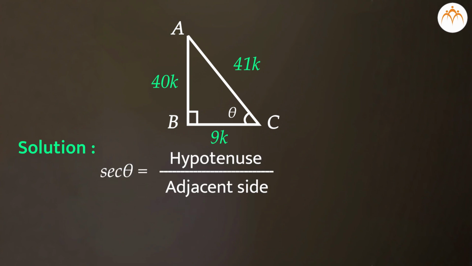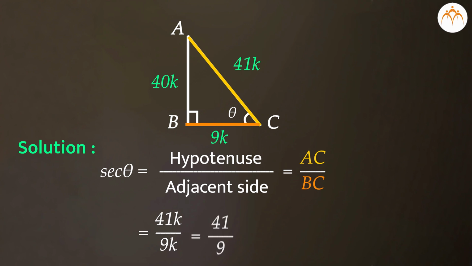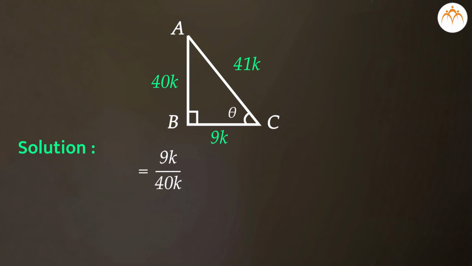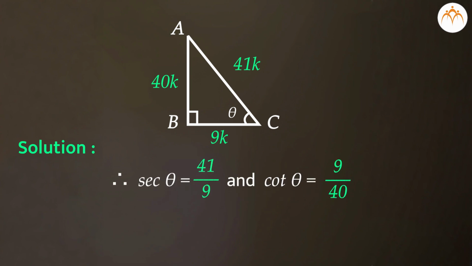Sec theta is equal to hypotenuse upon adjacent side equal to AC upon BC. Therefore, 41k upon 9k is equal to 41 upon 9. Now, cot theta is equal to adjacent side upon opposite side equal to BC upon AB equal to 9k upon 40k equal to 9 upon 40. Therefore, sec theta is equal to 41 upon 9 and cot theta is equal to 9 upon 40.